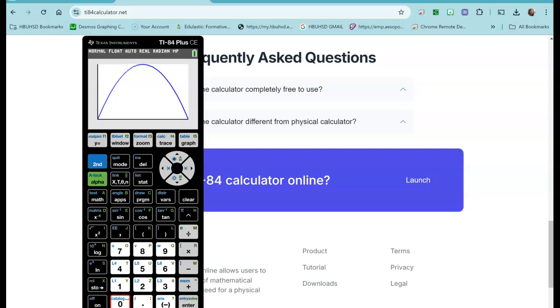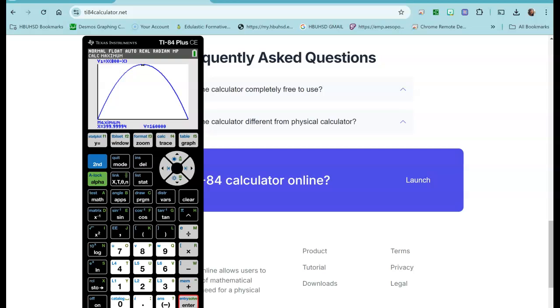We are going to trace the maximum. So second trace. Number 4 is your max. Left bound, go left, hit enter. Then the right bound, go to the right because it's asking for right bound, hit enter. Yes, we do want to hit enter again for the guess. Okay, so it's looking like 399.9999999. So that's very close to 400.